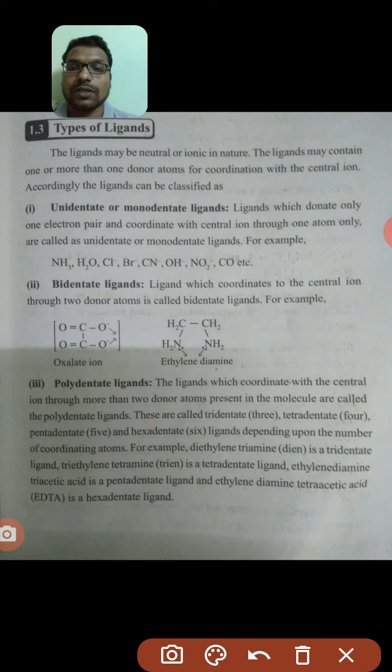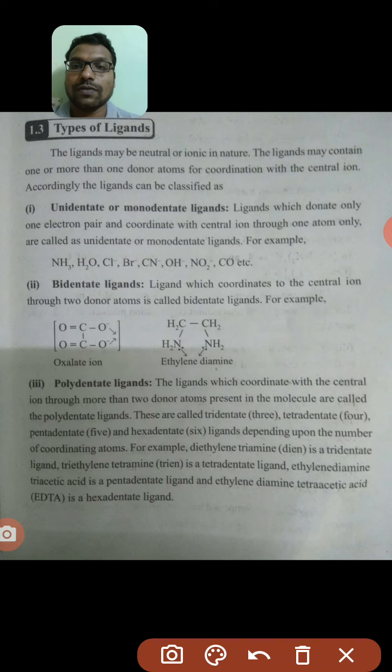Suppose this is a central metal ion, this is a ligand. So always the ligand will donate the electron pair to the central metal ion. Next, this ligand also generally we can see three types. It may be either neutral or ionic, either containing negative charge or containing positive charge. Neutral, negative or positive charge. Now, generally based on the donating atom, the ligands are classified into three types.